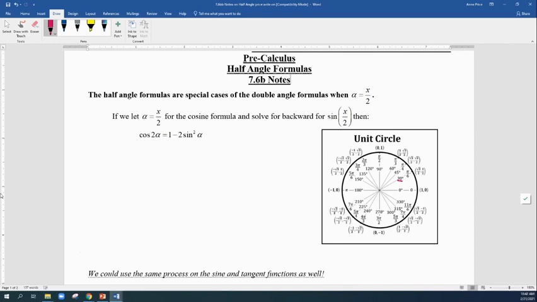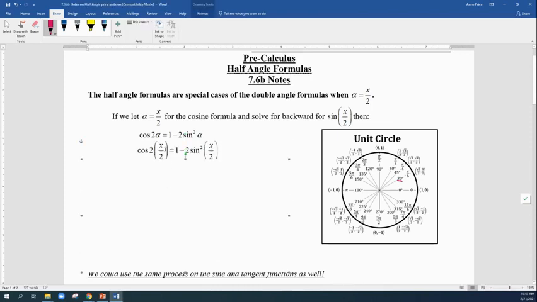This is one of our double angle identities from the other day: cosine 2 alpha equals 1 minus 2 sine squared alpha. We're going to be working backwards, so we take out alpha and replace it with x over 2 in both locations. When we do that, we have x over 2 substituted wherever there's an alpha. And on the left-hand side, it will clean up. The 2's will cancel, leaving just cosine x.